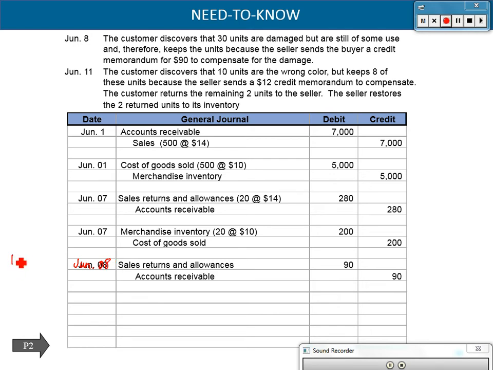They gave him a $12 credit, right? And then they returned 2 units, right? Plus 2 units times what price? 14. Returning 2 units, what did it cost us? The cost of goods would be $20. Right. So 12 plus that $20, right? So $32 goes in sales return allowance.